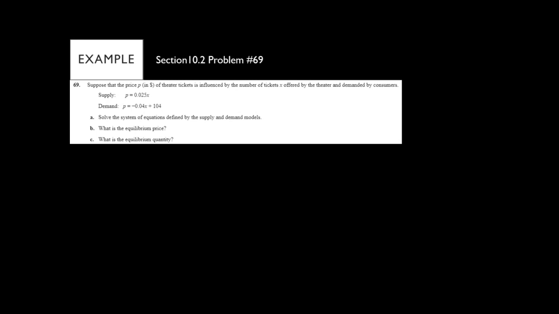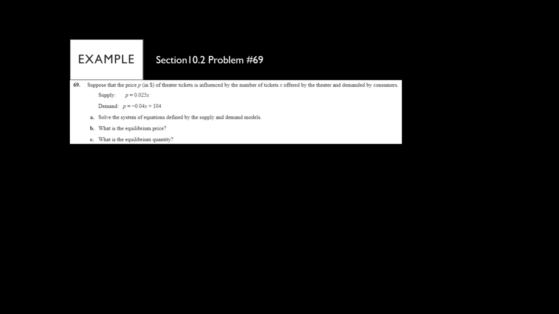So suppose that the price P in dollars of theater tickets is influenced by the number of tickets X offered by the theater and demand by consumers. And this is very common. If you have something that's priced too high, people are not going to want it. But if it's priced too low, demand's going to be really high because it's going to be so cheap. So you're trying to balance your supply and demand to get a good price so that you can supply as much as you have while still making sure you don't run out, which is like what happened last year at the beginning of the pandemic, when demand outpaced supply. And we ran into problems where we didn't have enough toilet paper and cleaning supplies and all that kind of thing. And then you've also got problems where supply is too much for demand, like planes.